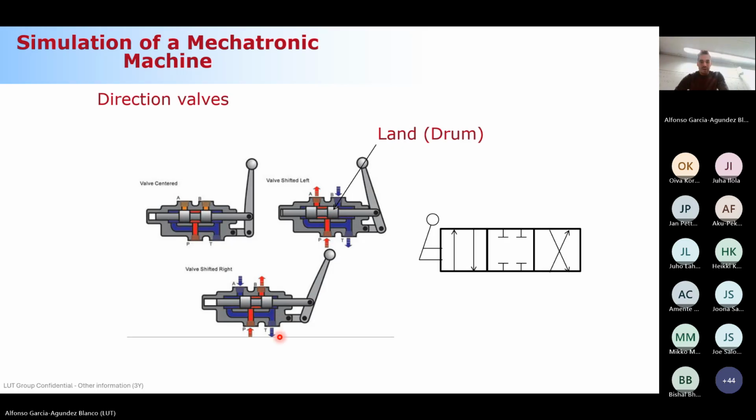Clear? Perfect. So please, have this scheme clear in your mind, because you will find it several times in the course. And please do not forget the physical interpretation, okay? Depending on how you move the spool, you can have these three configurations, okay? Valve shifted left, right, or center, okay? Final clarification to connect it with the tutorials. In the tutorials, we consider as positive displacement to the right, okay? In this particular case, in this image, the positive displacement is considered shifted left, okay?